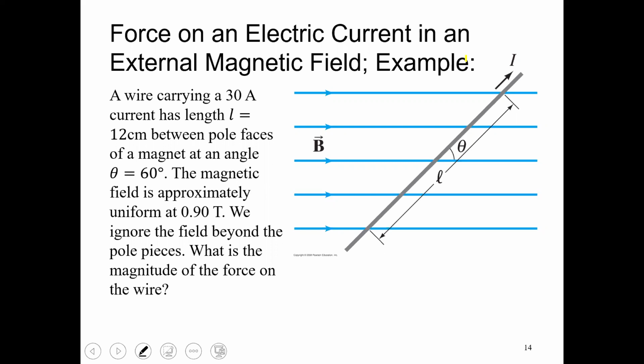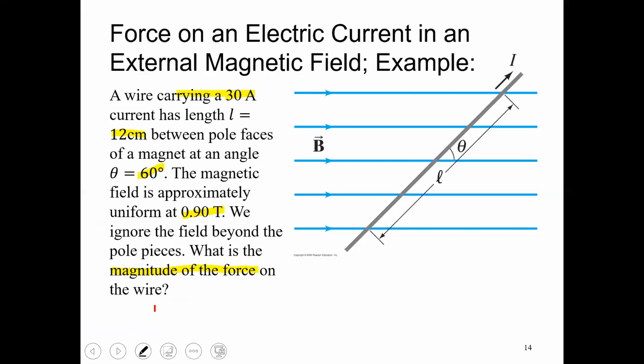Okay, so what are we given? We are given current here with our 30 amps. We are given a length. We're given an angle. And we're given a strength of the magnetic field. And then we are asked to find what is the magnitude of the force.